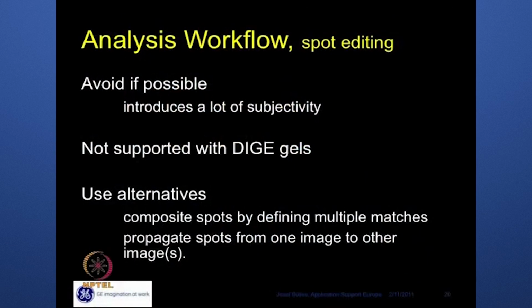Okay, this is there, and it is not at all supported with dye gels. Then use alternatives like composite spots by defining multiple matches and propagating spots from one match set to another. Once you are matching, if those are not matching perfectly, in the same gel you can try to match another time, a third time, a fourth time, a fifth time, trying to match as many as possible, and you can introduce lots of, like, 4 or 5 landmarks, so it can easily be matched as well as easily detected.